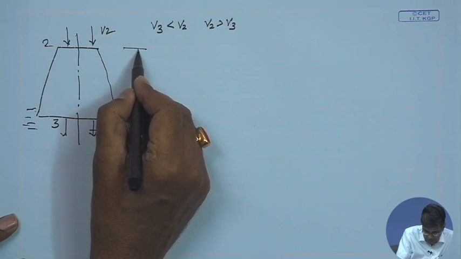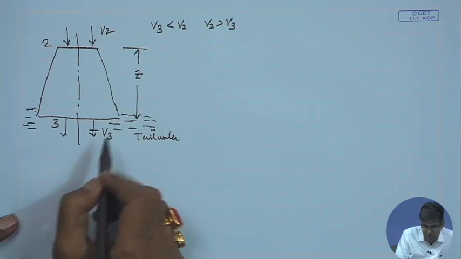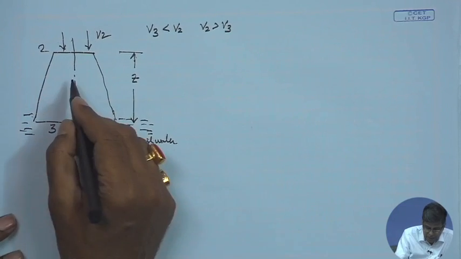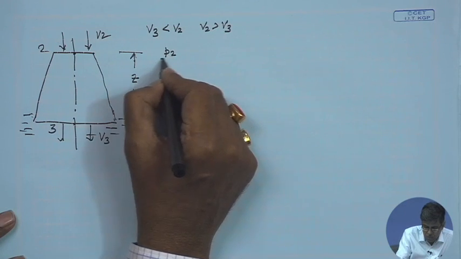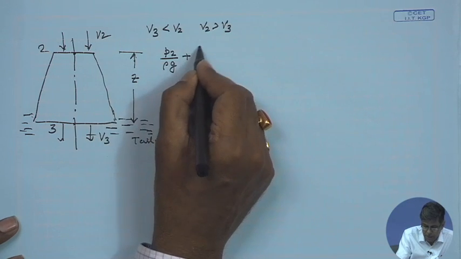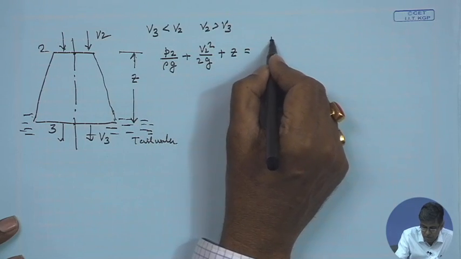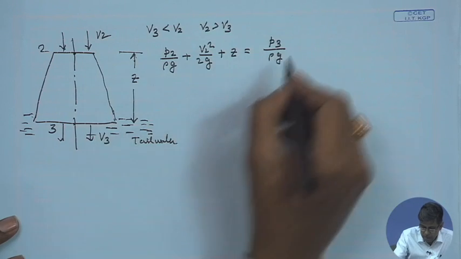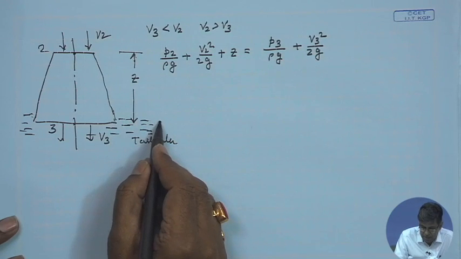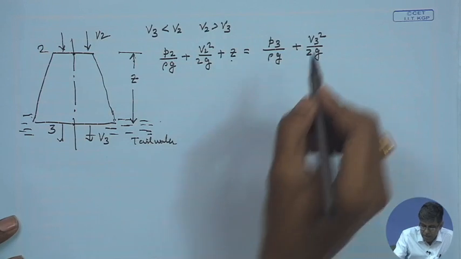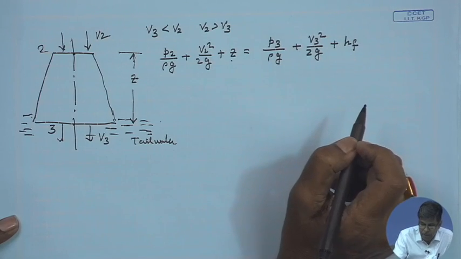And let us consider Z as the elevation, the vertical height from the discharge plane. Now, if you write Bernoulli's equation between this point and this point, for a fluid element along a streamline, we can write P2 by rho g, in terms of energy per unit weight or head, plus V2 square by 2g plus Z, is equal to P3 by rho g plus V3 square by 2g, plus the losses. Z is 0 at the discharge plane, which is considered as the datum from where we have defined Z. That means we are considering the viscous effect through a head loss. That is a modified Bernoulli's equation.